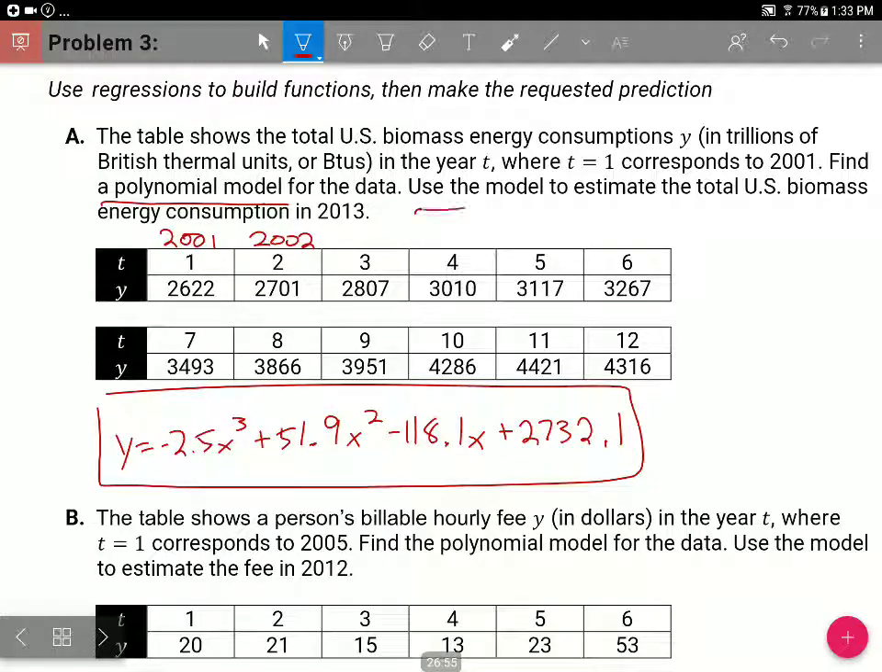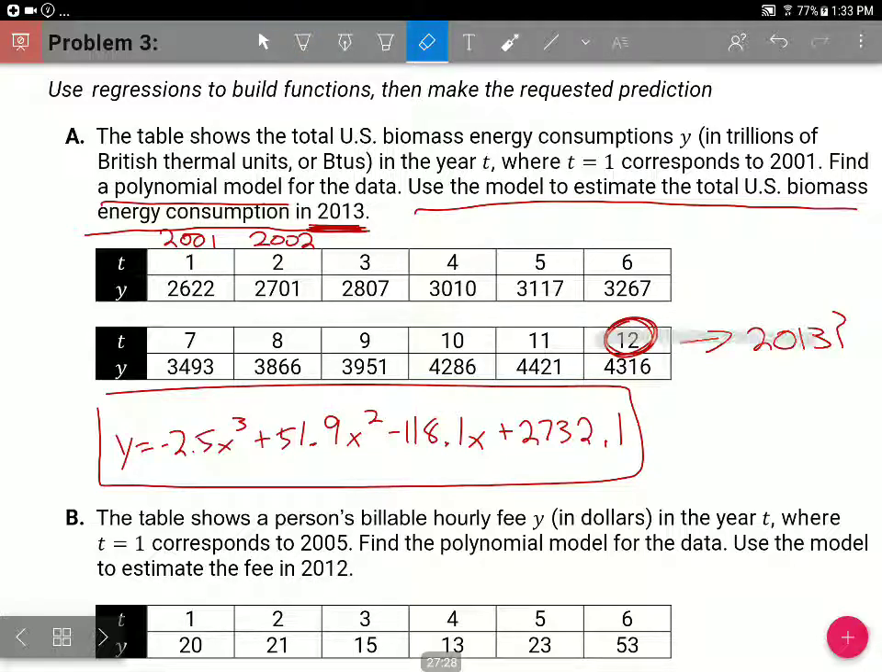The only thing to take this one step further is this last part. It says use the model to estimate the total U.S. biomass in 2013. So we want to estimate the year 2013. What are we going to plug in for x? We're going to plug 2013 in for x? Well, we started at 1. Is this the year 12? And we're going to go all the way to 2013? You're going to plug in 13. Good. So you just got to watch your trickiness. Remember, 1 is 2001. 2 is 2002.